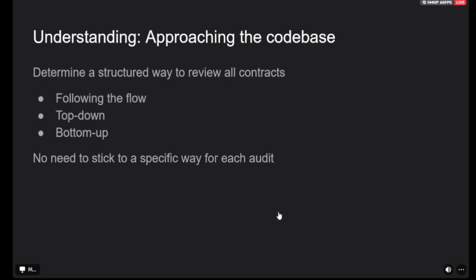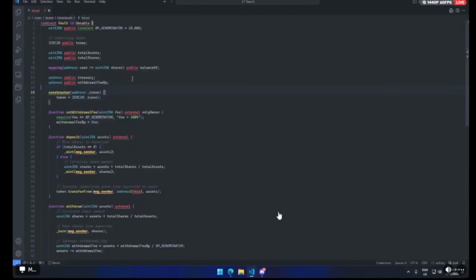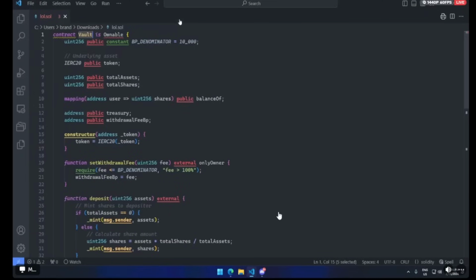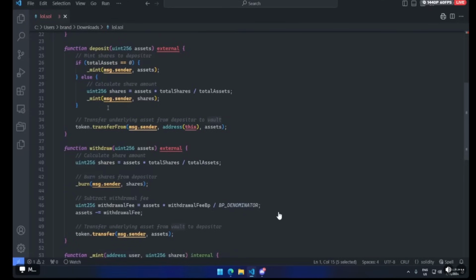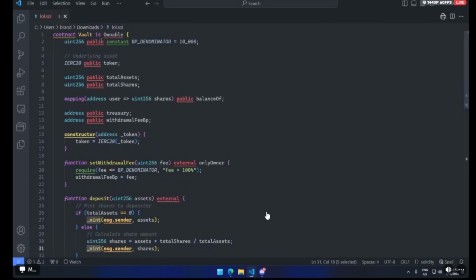The second structured way is top-down. This is where you have a parent contract and you review the child contract first, and then you look at the parent contract. An example of this, we look at this later also, but let's say your child contract is the vault. So you look at the vault first and see what kind of functions it has, what it does, and what functions it calls. Then after you have an idea of what this vault does, you look at the ownable contract, which is the parent, and you see what the ownable contract does.